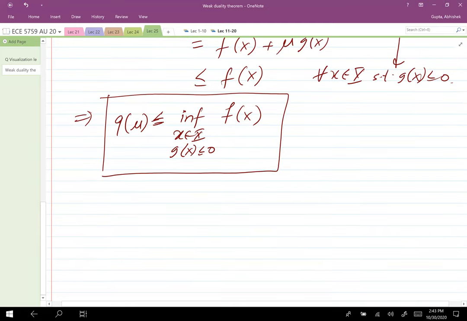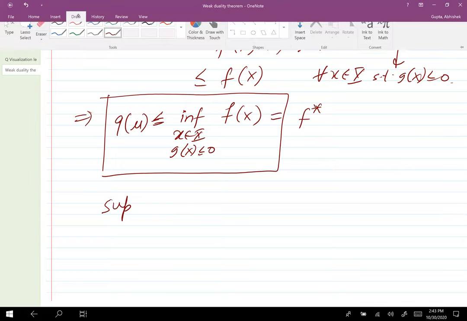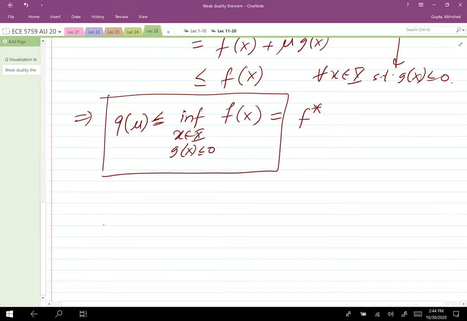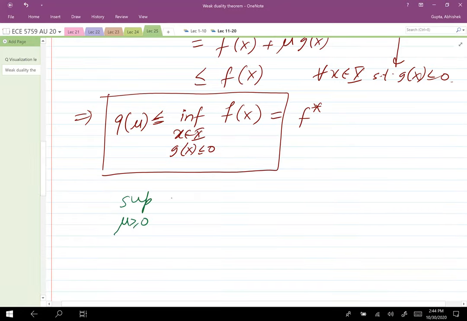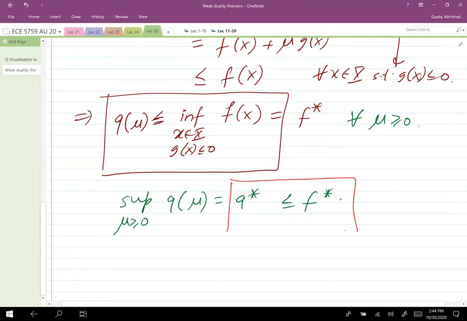Now, remember that the right-hand side is equal to f star. Now I can take the supremum. My left side depends on mu. My right side doesn't depend on mu. And this expression holds for all mu greater than or equal to zero. So I can take the supremum over all mu greater than or equal to zero, and I get q star is less than or equal to f star, which yields the weak duality theorem.